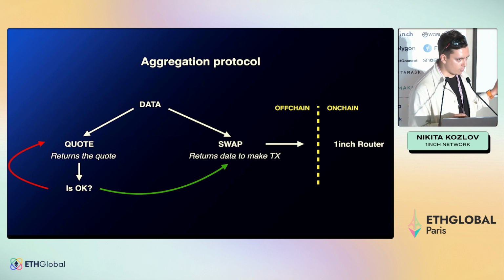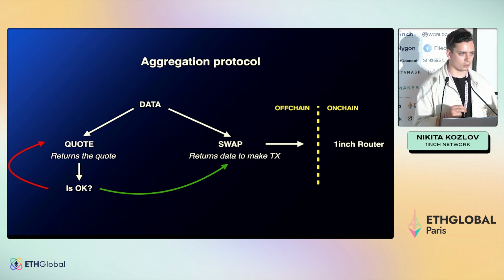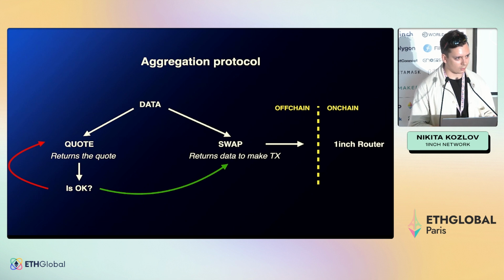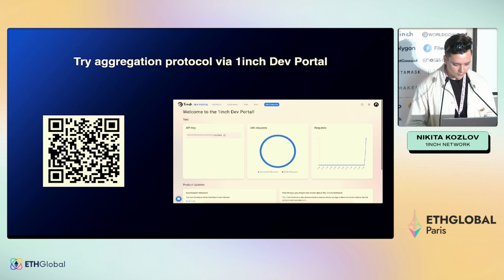First, you need to make a quote. You're trying to understand what the return amount will be from source token to destination token. If you are okay with this return amount, you call another API handle called swap, and it will return to you the call data that you need to execute with an on-chain transaction to the OneInch aggregation router. This is quite simple, and that's how you can integrate the OneInch aggregation protocol.